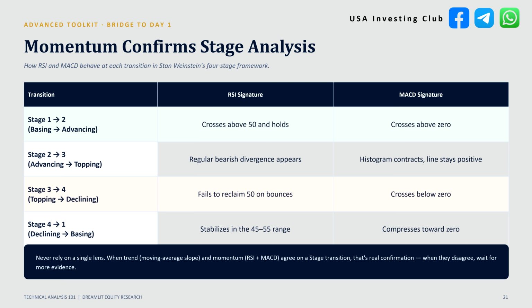The core takeaway: never rely on a single lens. When trend, meaning moving average slope from day 1, and momentum, meaning RSI and MACD from today, agree on a stage transition, that agreement is real confirmation. When they disagree, the correct discipline is to wait for more evidence rather than act prematurely.